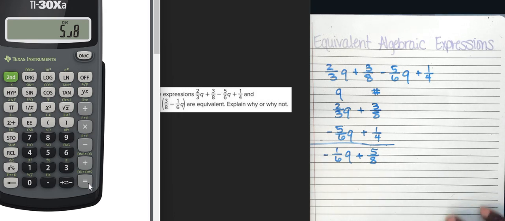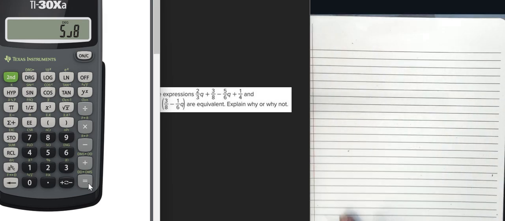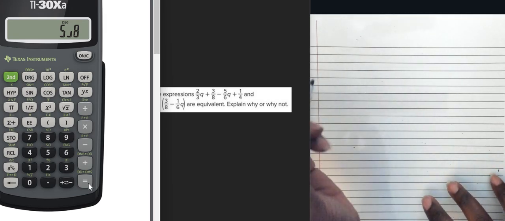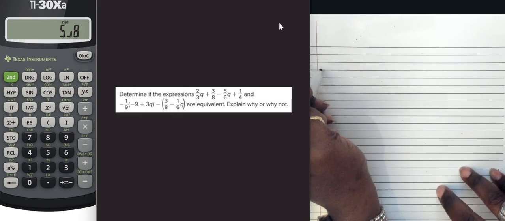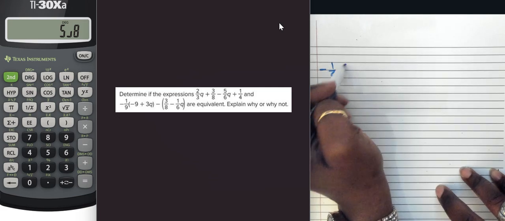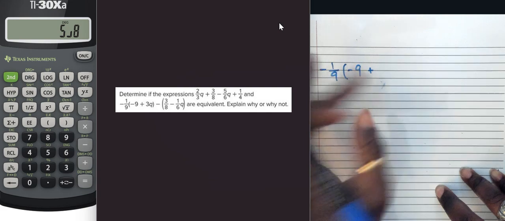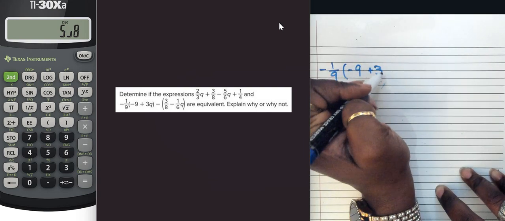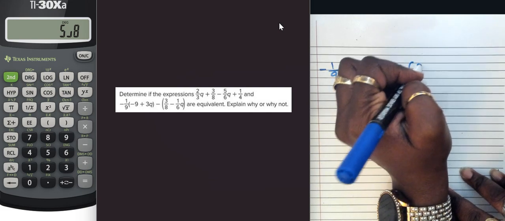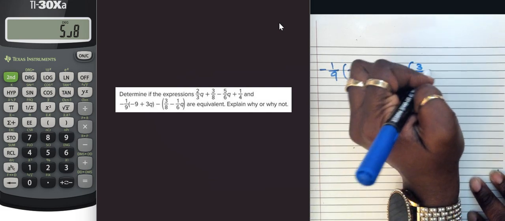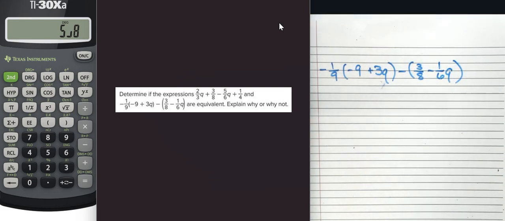Now let's look at the second expression and see how they compare to each other. I'm going to do that one on a separate sheet of paper. So we'll do that one here. The second expression is going to be -1/9 multiplied by (-9 plus 3q), and then we're going to subtract out 3/8 minus 1/6 q. All right, we're going to simplify this expression.